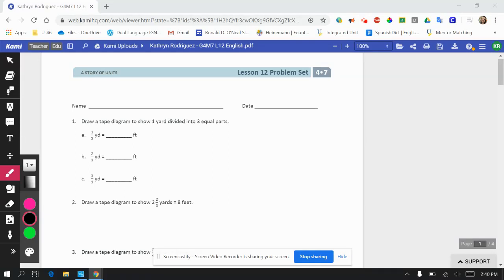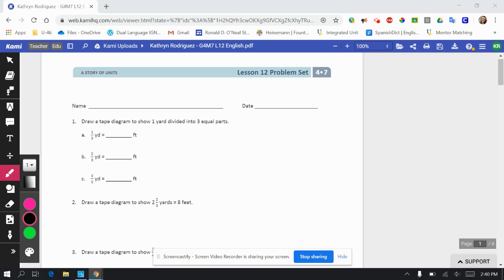Hello, boys and girls. Today we'll be working on Module 7, Lesson 12. This is applying tape diagrams to what we've been learning in the last few lessons. First, we will use tape diagrams to help us understand the picture, not just the numbers, and then eventually we'll just look at numbers, okay?